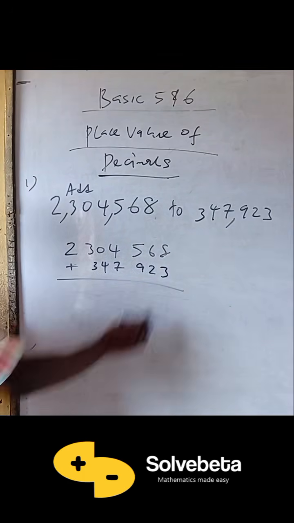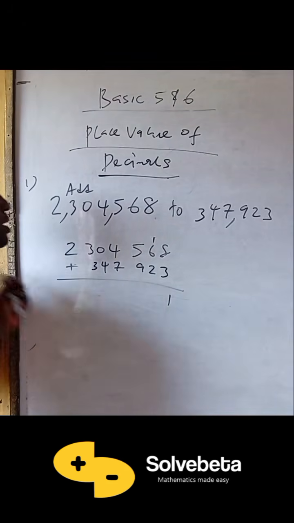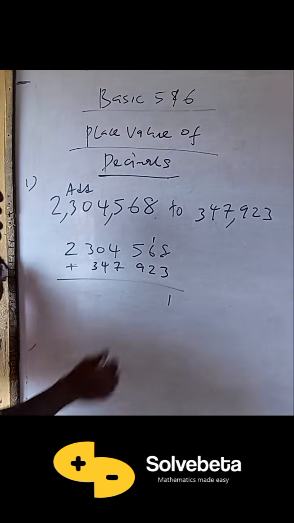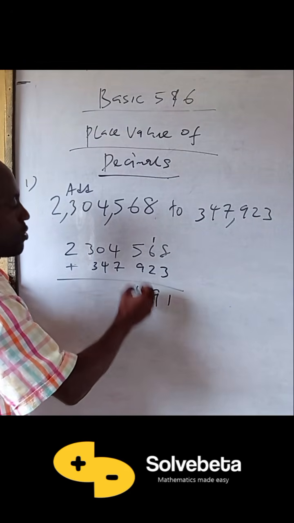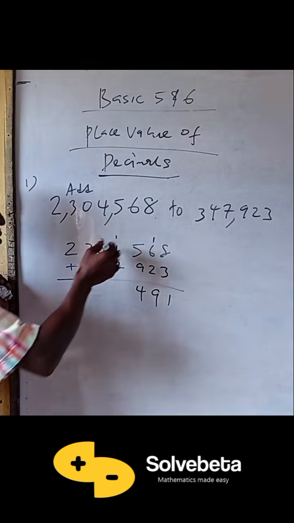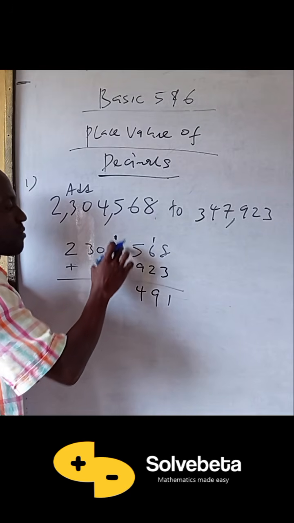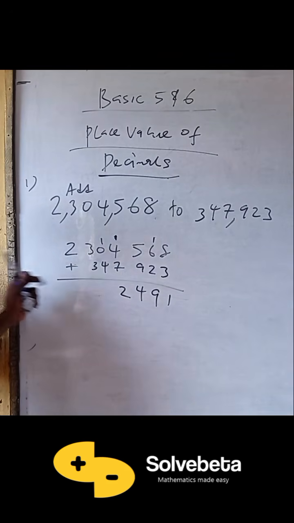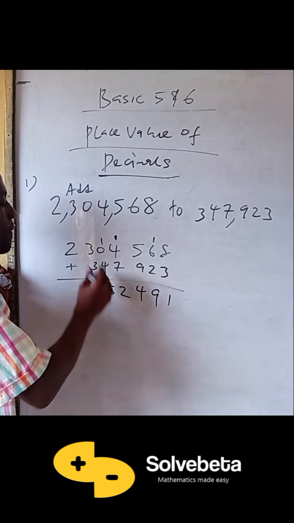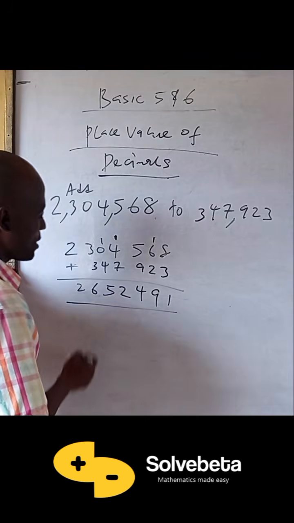Then let's add. 8 plus 3 is what? 11. Write 1. 6 plus 1, 7. 7 plus 2, 9. Write 9 here. 5 plus 9, 14. Write 4. Bring your 1 here. 4 plus 1, 5. Plus 7, 12. 4 plus 0 is 4. Plus 1, 5. 3 plus 3 is 6. Then you have 2. So this is our answer.